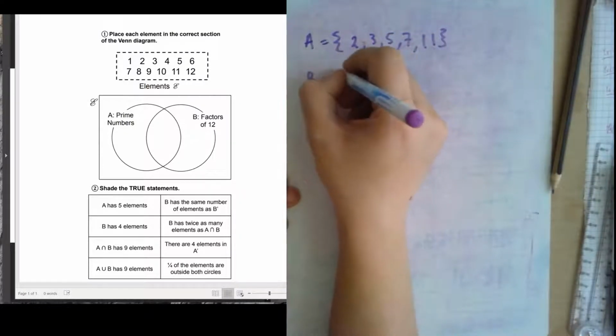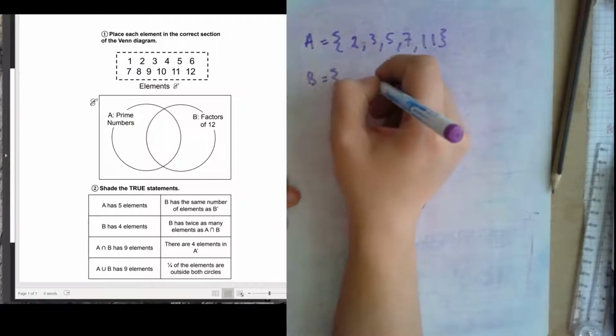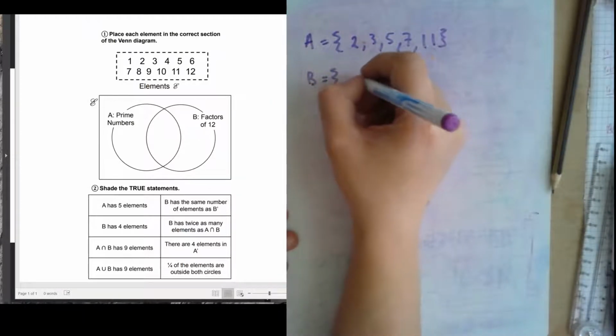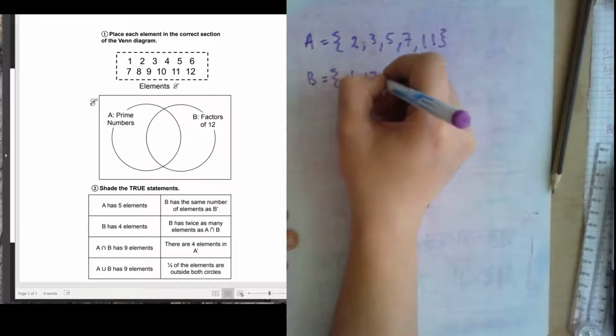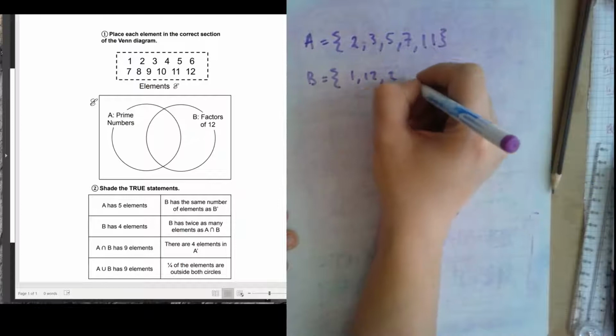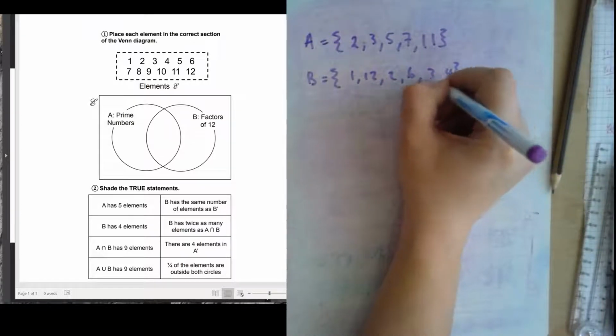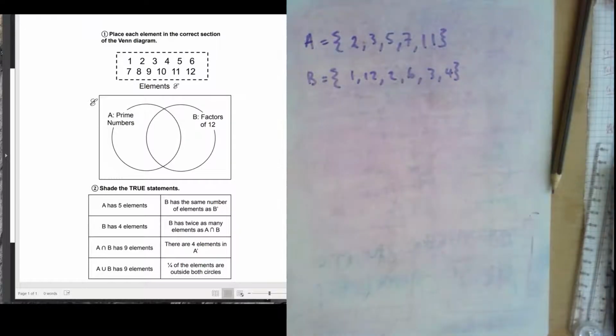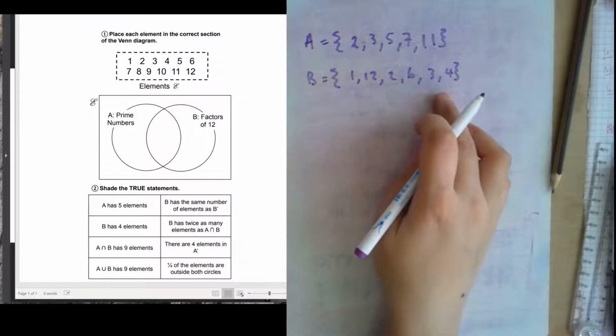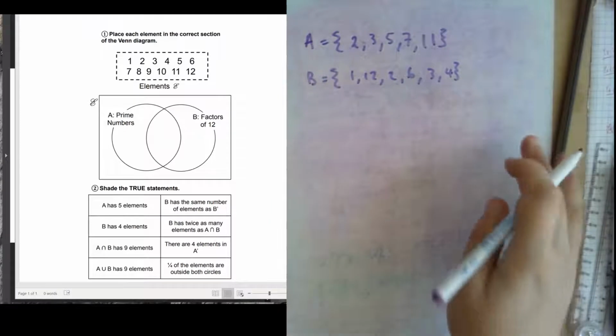Okay, and then for B, you've got the factors of 12. You might just want to put them in factor pairs. People usually find it easier to have like 1 and 12, 2 and 6, 3 and 4. And then by the time they get to the end of that, they'll be like, well, it's 4 and 3, which is already in the set. Okay, so written down the sets.